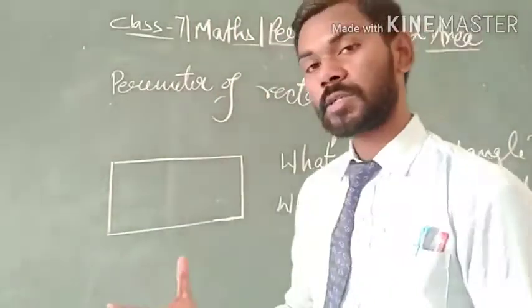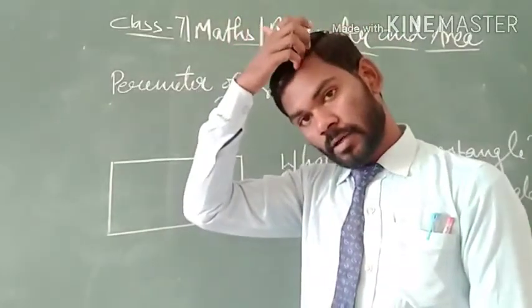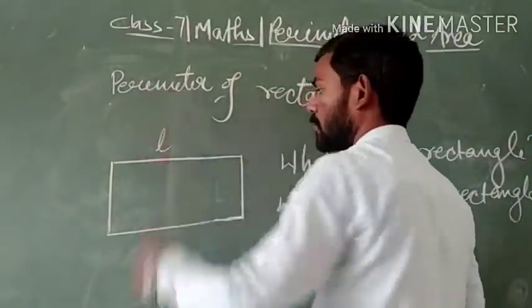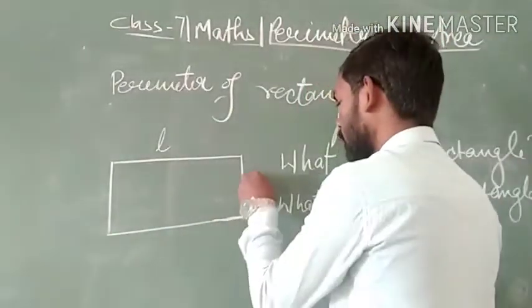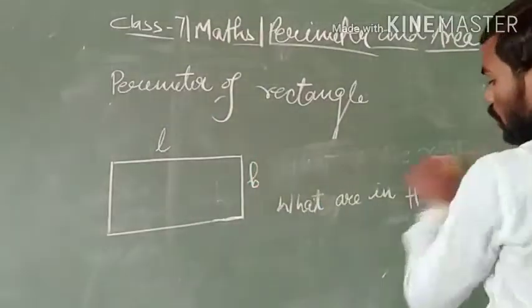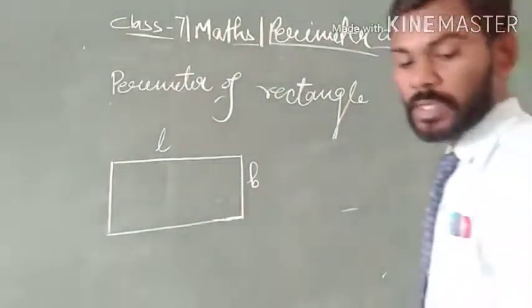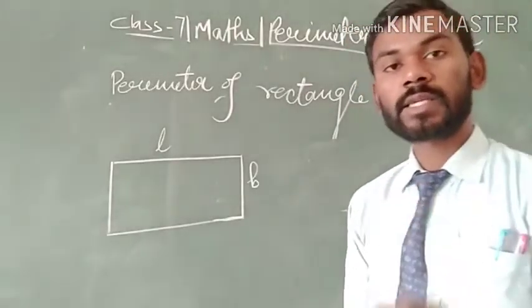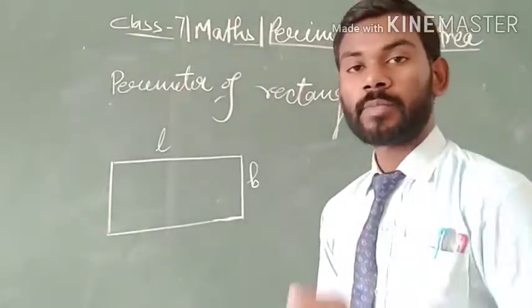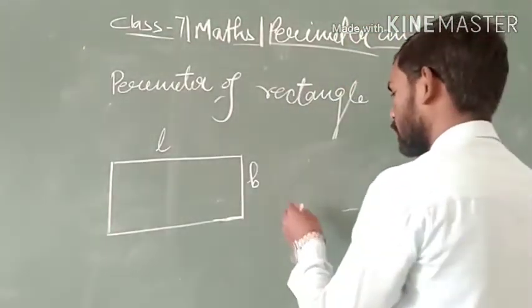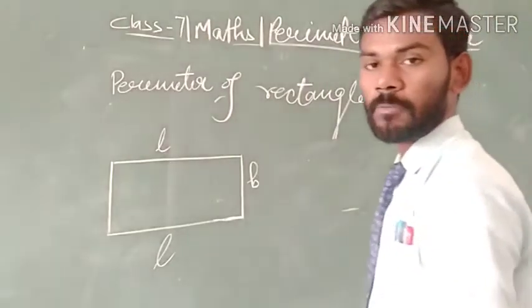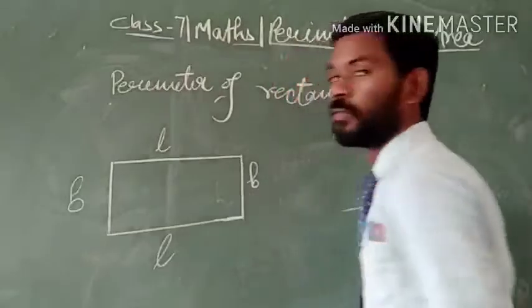Since, as we have discussed, a rectangle is a closed figure in which the opposite sides are equal, if we suppose that the length of this rectangle is L and the breadth is B, then we shall apply the definition of perimeter on this figure. We say that the total distance or the total length of the boundary of a closed figure is called perimeter. So here we can say that if this one is L, then its opposite will also have the length of L, and this will be equal to B.